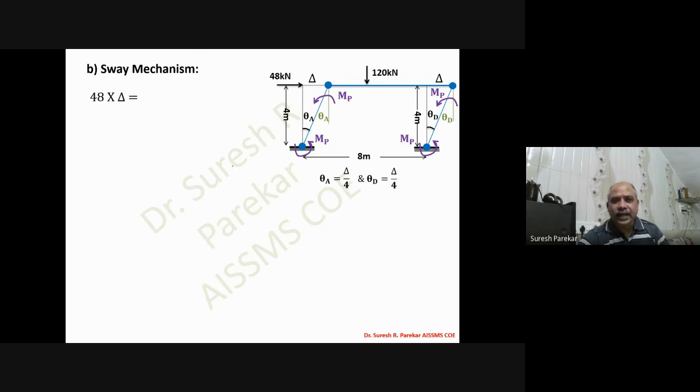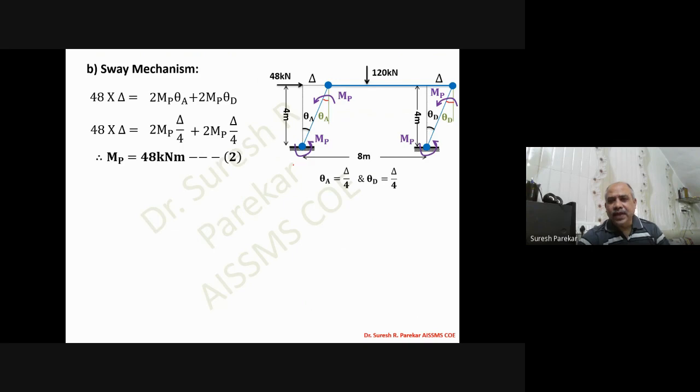And then we write the external work done, which is 48 into delta, equal to 2 mp theta A. Now we have this as theta A, so automatically this also is theta A. Similarly, theta D, and here also we have theta D, and then plus 2 mp theta D. Now theta A and theta D are the same, so we put these values of theta, and delta will cancel. We get mp as 48 kilonewton meter, which is the sway mechanism.